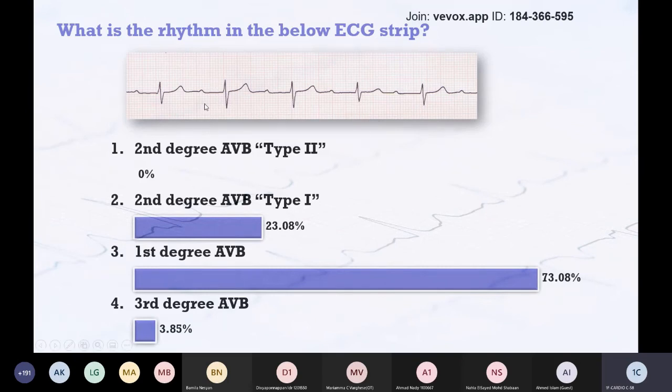Why first degree? Because each P wave has an accompanying QRS. There is no skipped beat here, and the only difference is that the PR interval is prolonged. So all cars are coming to the end of the bridge, that's why we have a QRS after each P wave, but it's a little bit slow. This is what we refer to as first degree heart block.